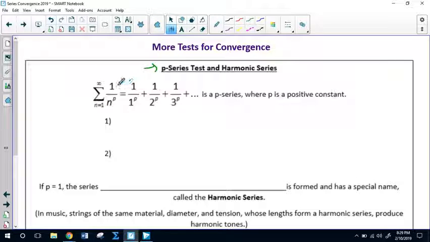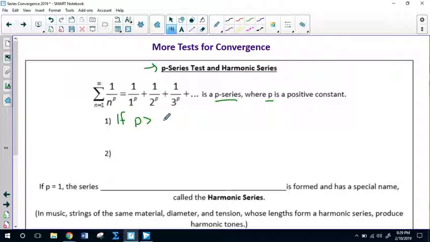So if you have something that is 1 over n to the P, so we're looking at this power on the n, in this case it'd be 1 to the P plus 1 over 2 to the P plus 1 over 3 to the P, and so forth and so on. This is called, just as before, a P series, where P is a positive constant. Two rules about this series, and they're the same rules as last chapter.